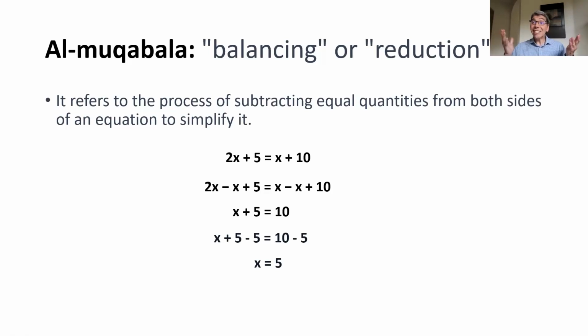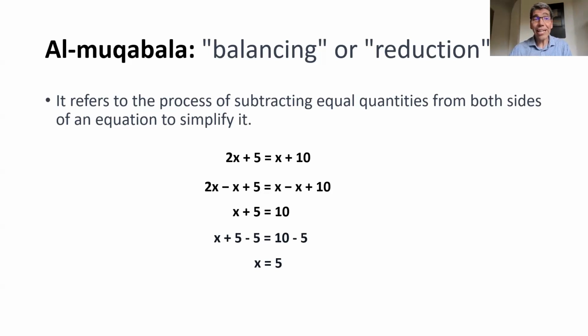So these are the basic methods of algebra, really. You either subtract something or add something on both sides of the equation in order to balance it or reduce it or to complete it, and doing it that way.